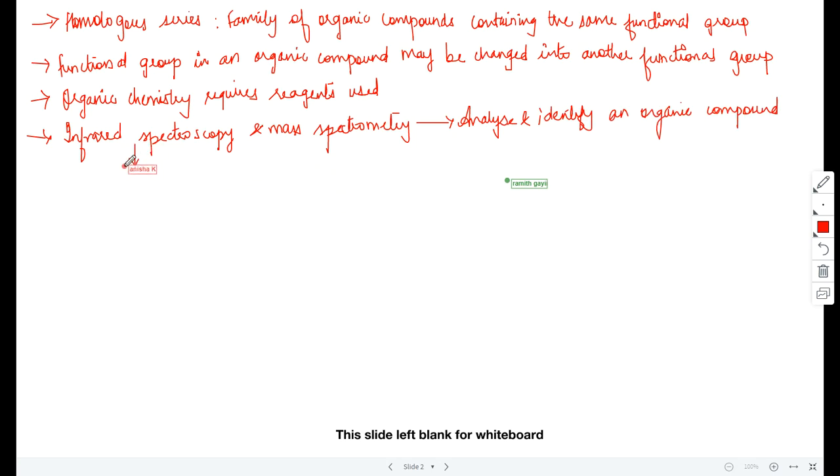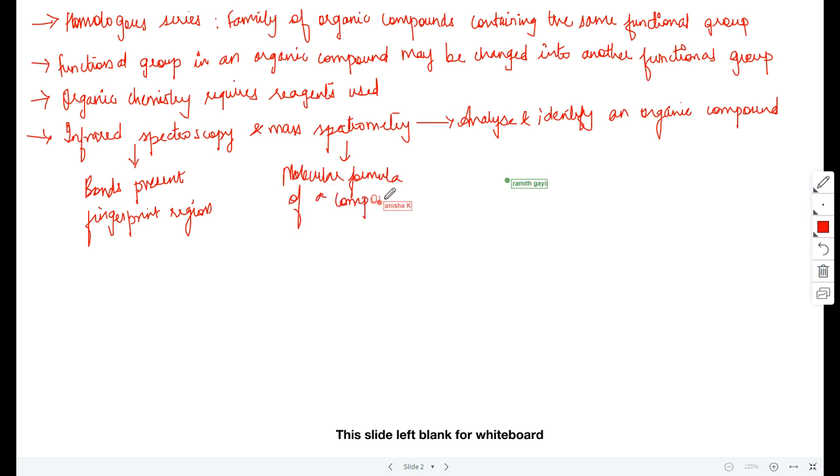If we are talking about infrared spectroscopy, it is used to determine the bonds present, and the fingerprint region helps identify a compound. When I'm doing mass spectrometry, it is used to determine the molecular formula of a compound, right? Okay, so this is a small revision.